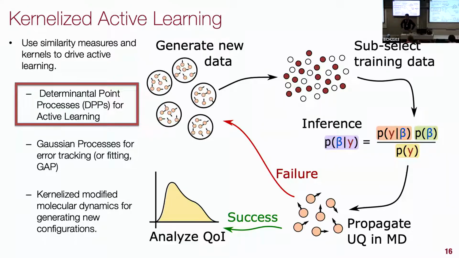And so what I want to propose is really a generic, what I would call a kernelized active learning approach. And so what I'm going to propose is using kernels for each component of this active learning process. So initially, I'm going to talk about what are referred to as determinantal point processes. I'll describe those. We use those for subselecting training data. Of course, as we've seen throughout, there's been discussion about using Gaussian processes. Those are, in a sense, also kernel functions. But then later, I will talk about this technique using kernelized methods to perform modified molecular dynamics for generating configurations.